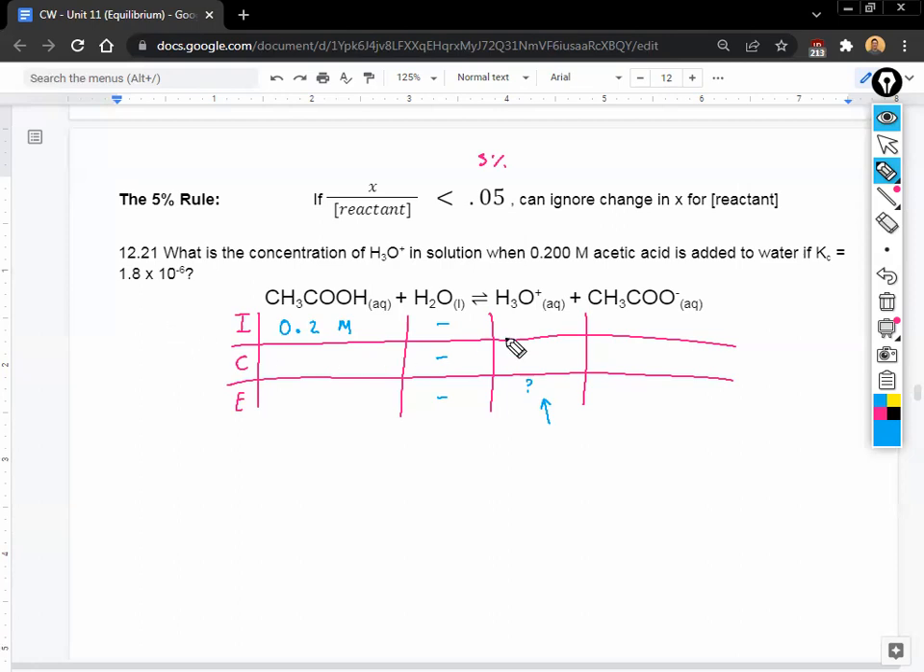Okay, so based on this data right here, we know that it's going to be 0 for our starting numbers. We know that the change is going to be minus x right here, so we can simplify that in the equilibrium concentration to 0.2 minus x. We can do plus x here, and that means that the equilibrium concentrations are going to be x and x. And this is the one that we're still looking for. So hopefully this is what you got for your ICE table.